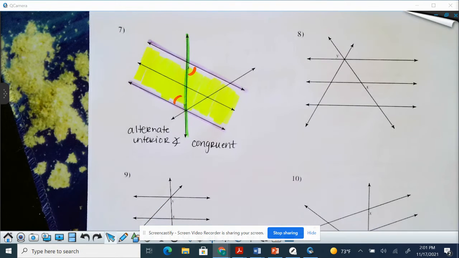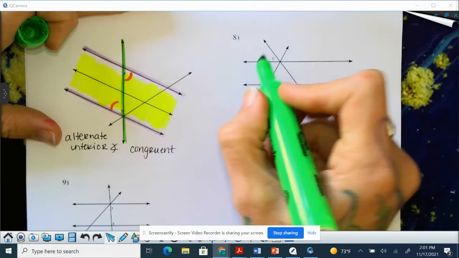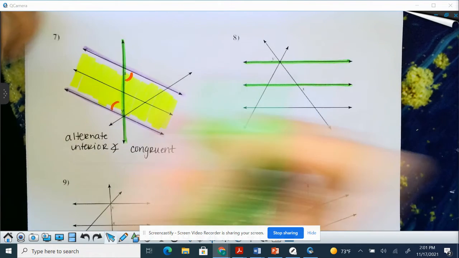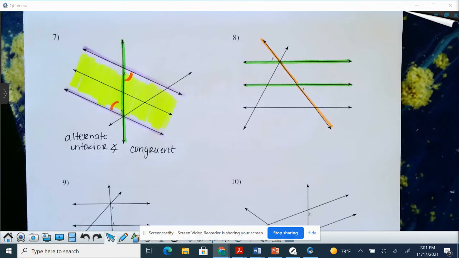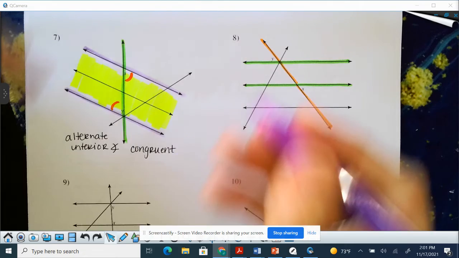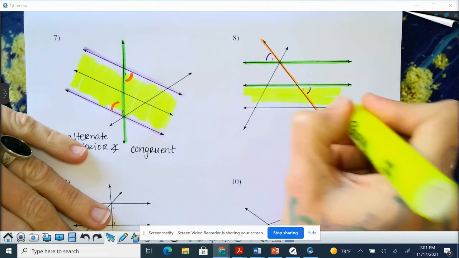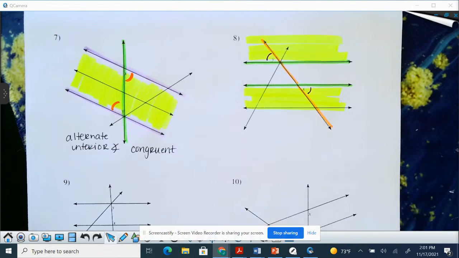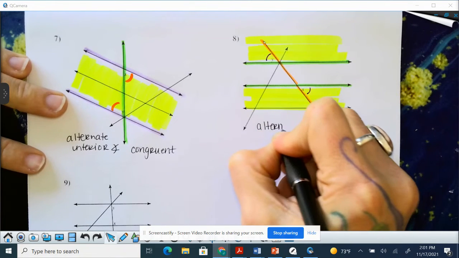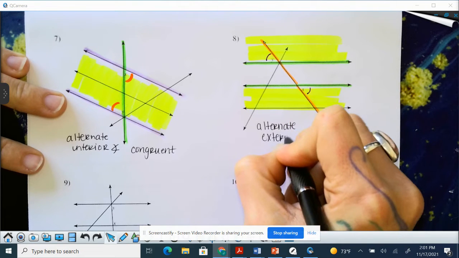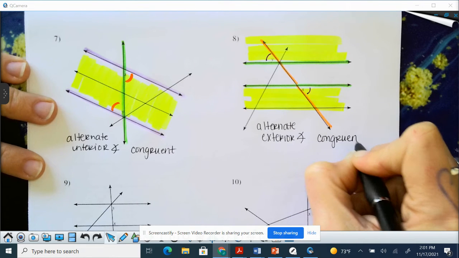Looking at number 8. So again, I'm looking at this parallel line and this parallel line, my transversal, because they're along this line, and you're just looking at where your X and Y are. And that means I have an angle here and an angle here, which means they are on the exterior of my parallel lines. And they do alternate along the transversal. So that's going to be alternate exterior angles. And alternate exterior angles, again, are congruent. That means they're going to have the same value.